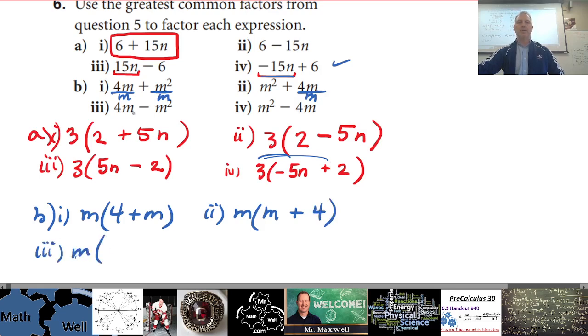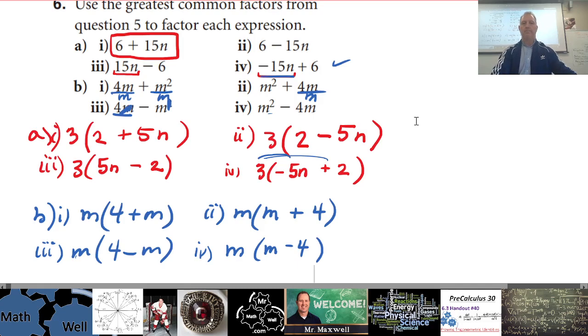M is my common factor. I'm going to write a 4 there, because that's what happens when I take the m out there, minus m. And the last one, take out an m. I'm left with m minus 4. Capiche? Understand? Any questions?